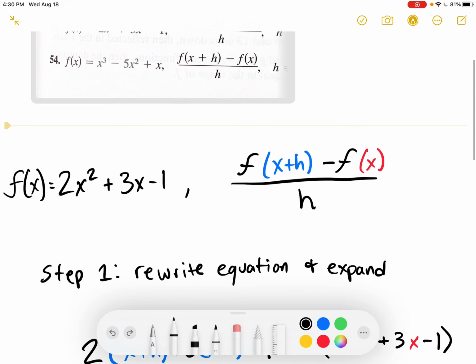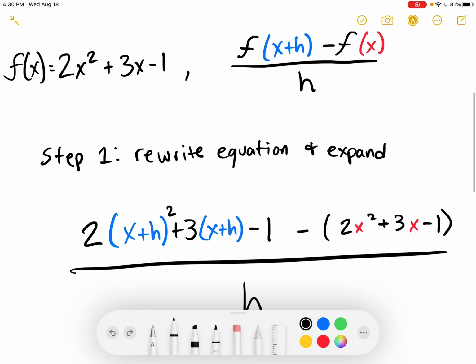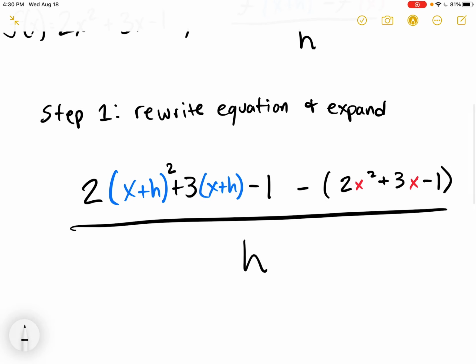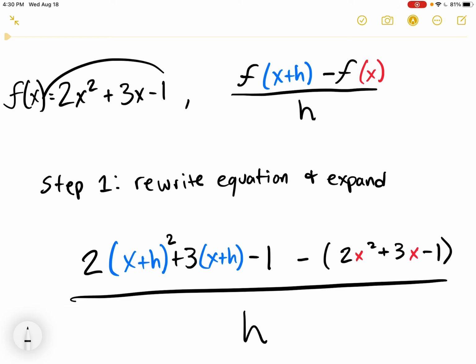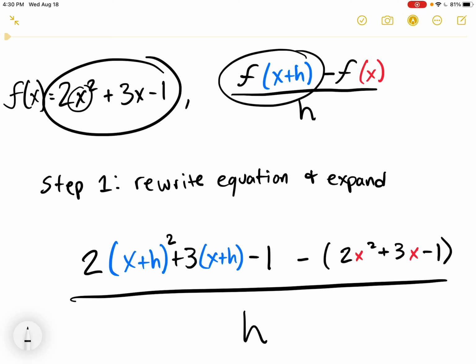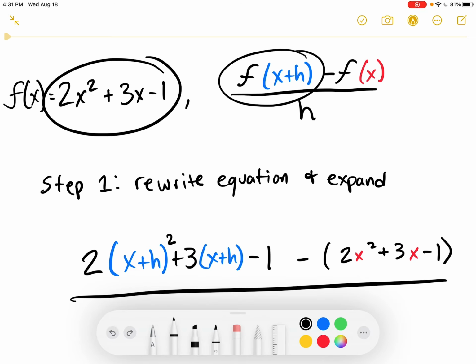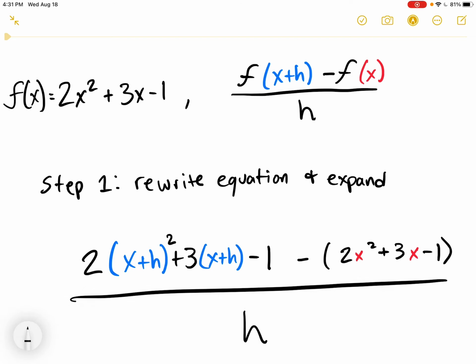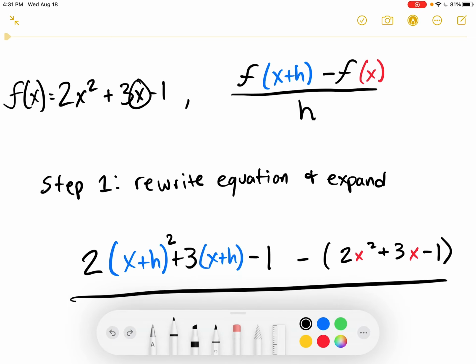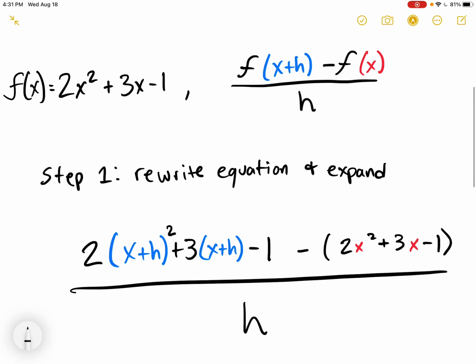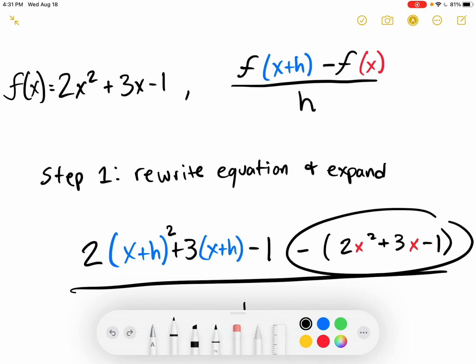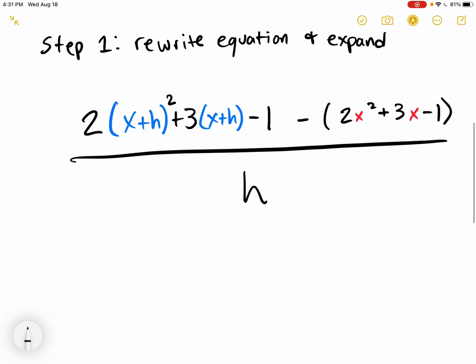Okay. So the first step is you're going to want to rewrite the equation and expand. I already wrote it out, but I want to explain what happened. Turning this function into f of x plus h, I'm replacing the x's with x plus h. So that's how I got 2 times x plus h squared plus 3 times x plus h minus 1. So I replaced this x with this, and I replaced this x with this. So it's the same equation. The only thing that changed is x turned into x plus h.